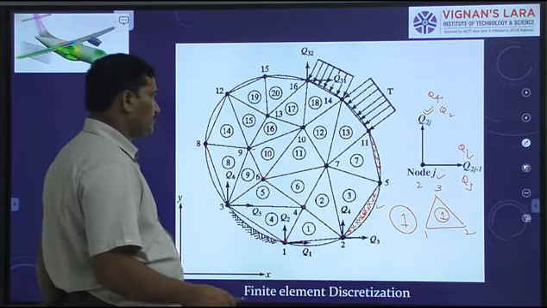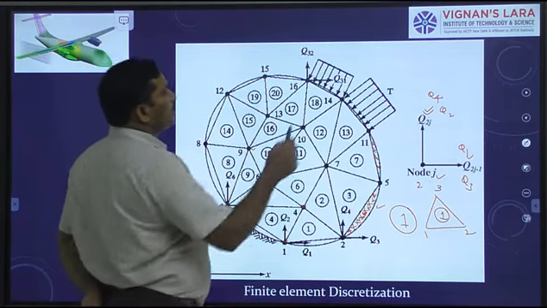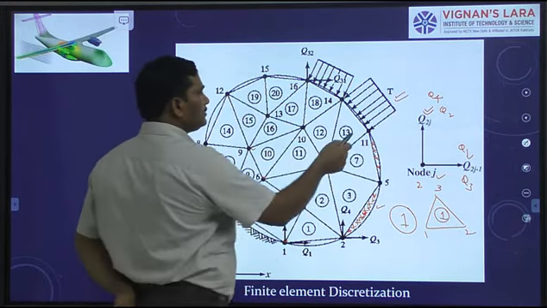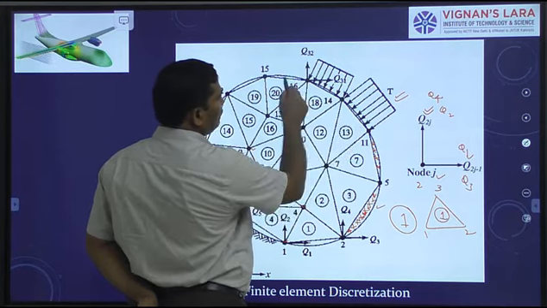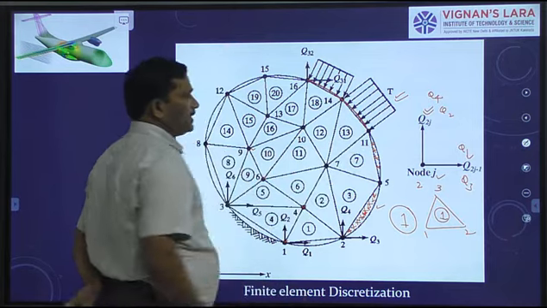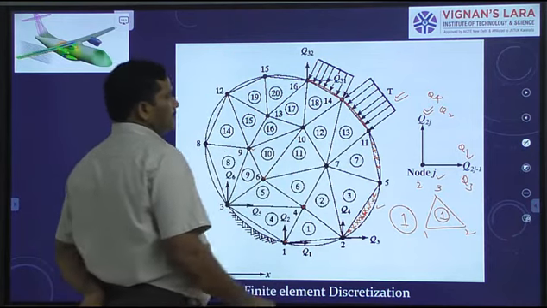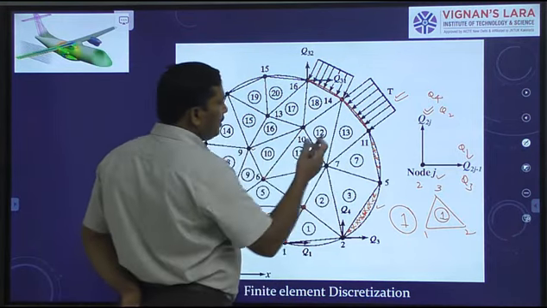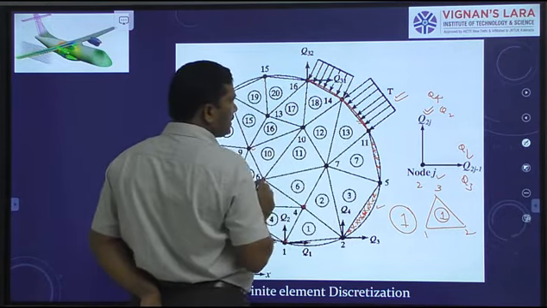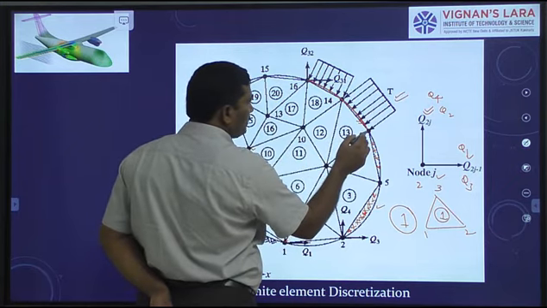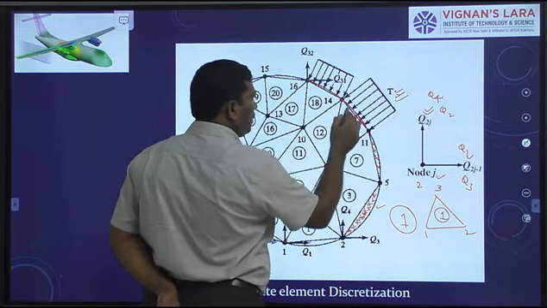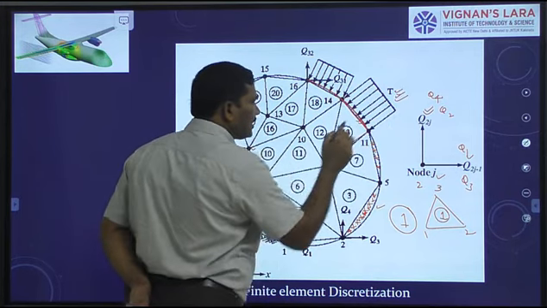This is an important point. Here the surface traction is applied on the object. Observe carefully. On some part of the boundary, the surface traction is applied. You consider this traction on the corresponding side of the triangle. You know, this is the 13th element. This traction you cannot consider on this side. You can consider this traction on the corresponding side of the triangle near the boundary.